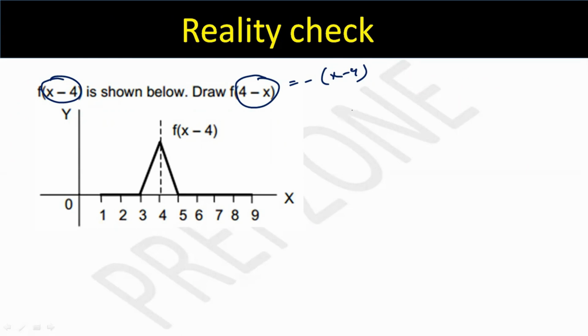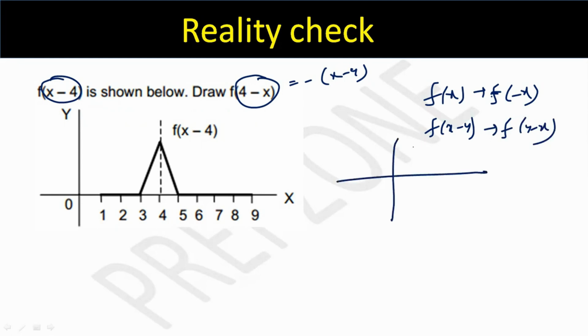right? Because I have already mentioned that if f of x is given and if you have to plot f of minus x, what do you do? You just take its mirror image across y-axis. Replace x with minus x. So if it is f of x minus 4 and you have to plot f of 4 minus x, you just take its mirror image across y-axis. So the graph is going to look something like this. If you take its mirror image, the value that is coming at plus 4 will come at minus 4. It's going to be like this. This is how the graph will look. Okay? And this is minus 3 and this is minus 5.